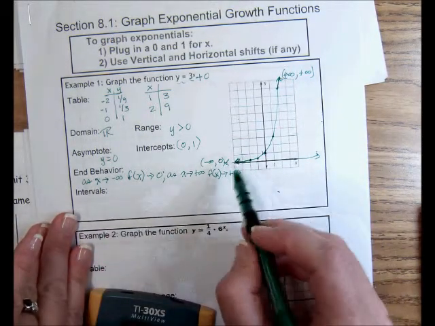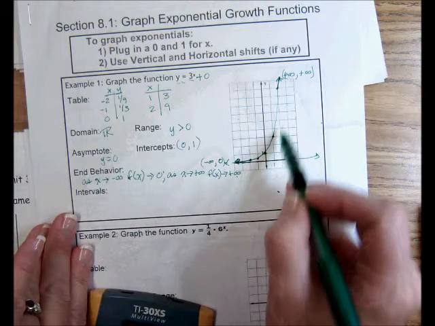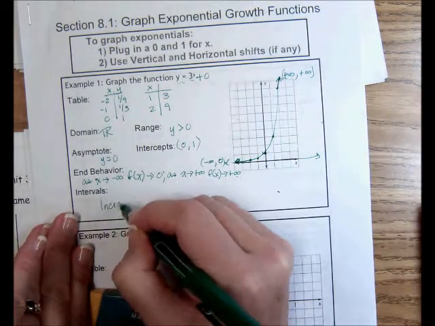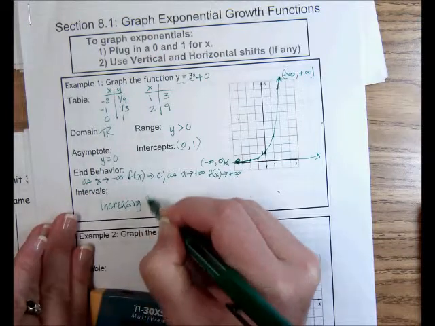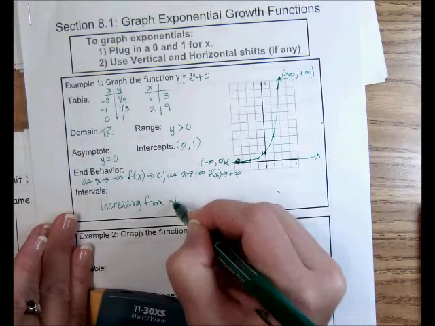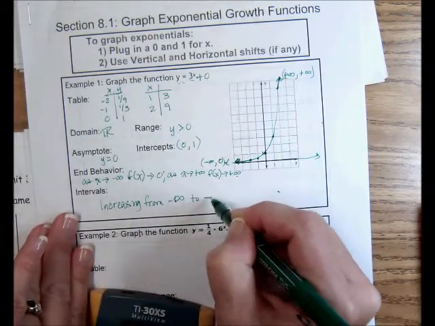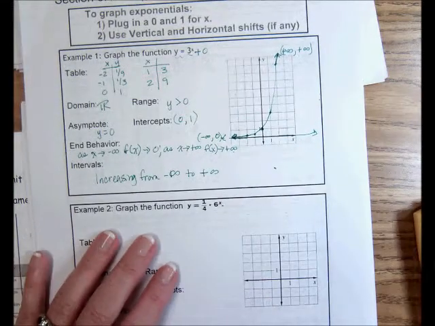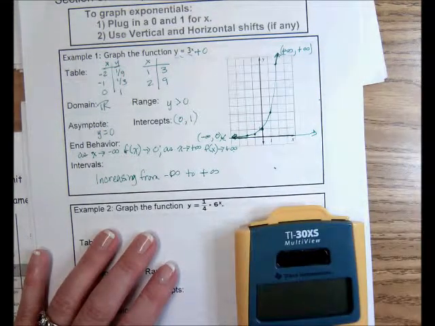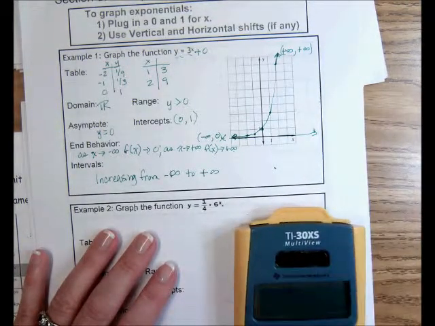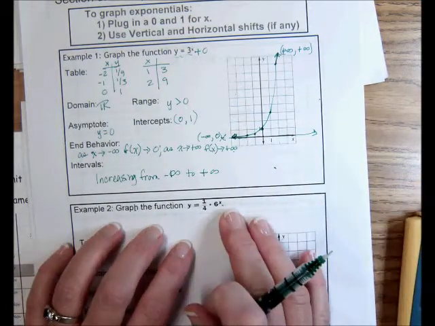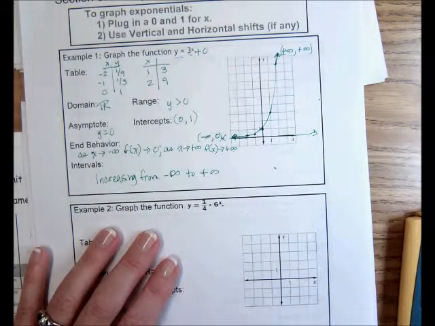In my intervals, what is my graph doing as I look at it from left to right? It is increasing, from -infinity to +infinity. Now, the next graph that we did in class is the function y equals 1/4 times 6 to the x power.